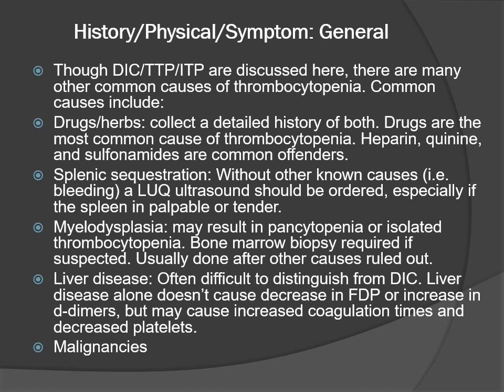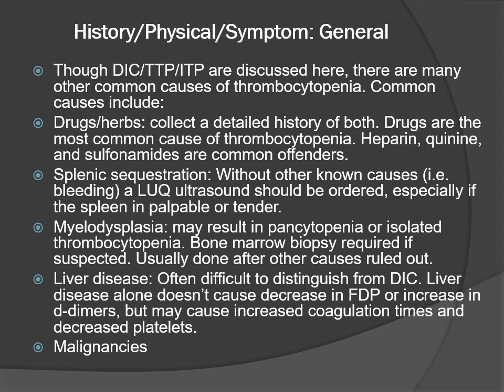The first thing you want to consider is when a patient comes in with a low platelet count, you always have to consider context. Context is everything, okay? Not every patient with a low platelet count has DIC, TTP, or ITP. As a matter of fact, most don't. So let's talk about some other common causes. Drugs and herbs. We all know that there are lots of drugs that can cause thrombocytopenia, right? Heparin, quinine, sulfonamides, to name a few. There are also several herbs. Ginseng has been implicated.